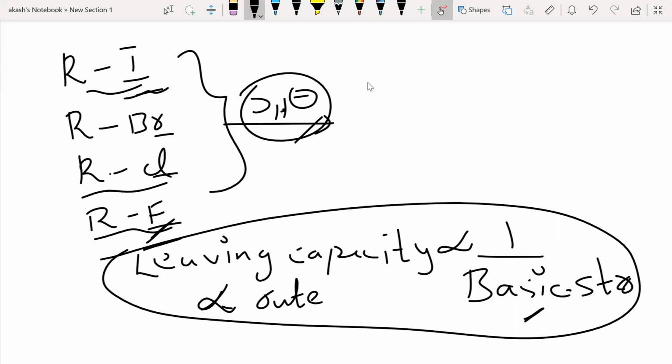Okay, now answer this question. Both in SN1 as well as SN2, the nucleophilicity of the incoming nucleophile matters. True or false? I'll repeat the question. In both SN1 as well as SN2, the nucleophilicity of the incoming nucleophile matters. That means it affects the rate of the reaction. True or false?